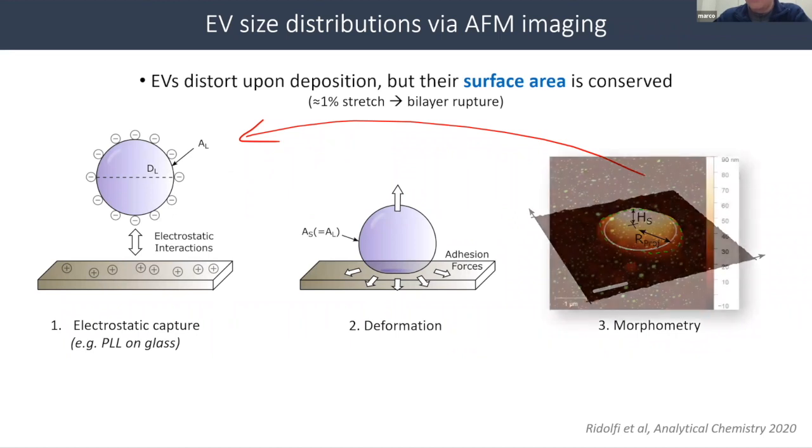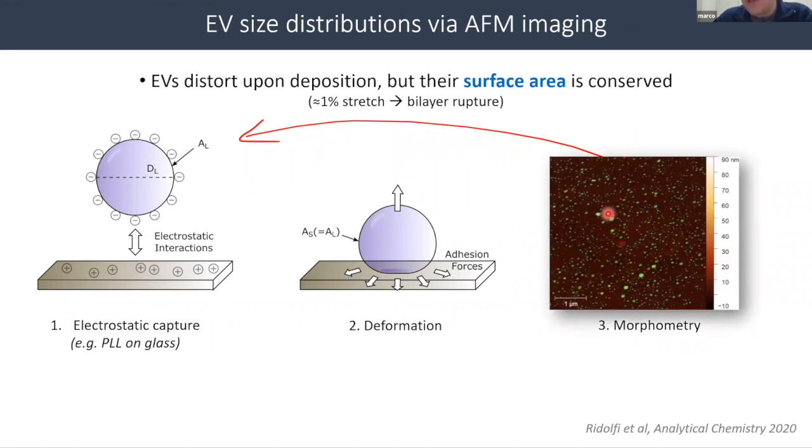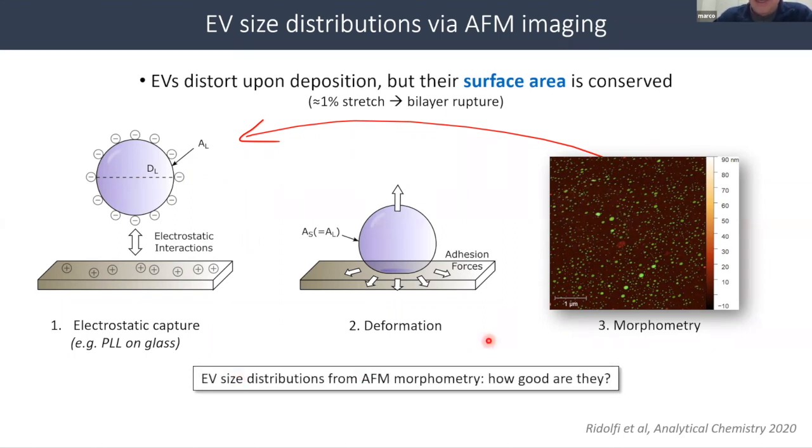But what's better is that if you take images in which you have dozens or hundreds of particles which are not laterally adjoining, of course, because that would impede their correct measurement, then you can reconstruct a whole distribution of diameters of the particles from a few AFM images. But of course, the first question is, how good are these? How do these size distributions that you get from AFM compare to other techniques?